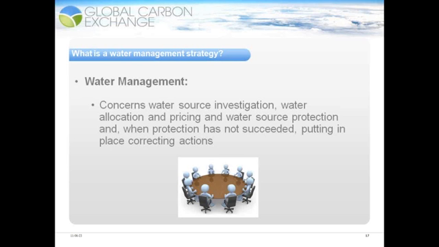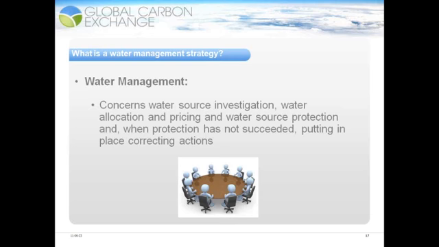On the water allocation and pricing side, with increasing municipal water allocation and pricing, water source protection often becomes a critical factor in ensuring a business is kept sustainable and keeps its competitive edge in the global market in terms of its operating costs and ultimately the overall cost of one's end product or service.